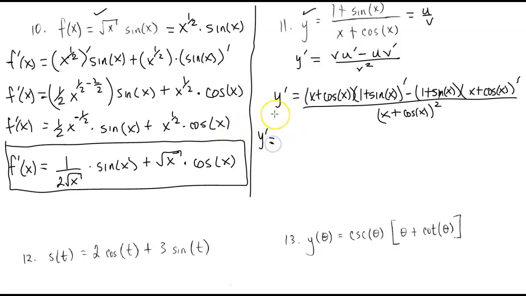All right. So here, I'm going to switch colors here for a second. We know that the derivative of 1 is going to be 0. And we know that the derivative of sine is going to be cosine. So that takes care of what the derivative of that is. Here, we know that the derivative of x with respect to x is 1, and the derivative of cosine of x with respect to x is minus sine.